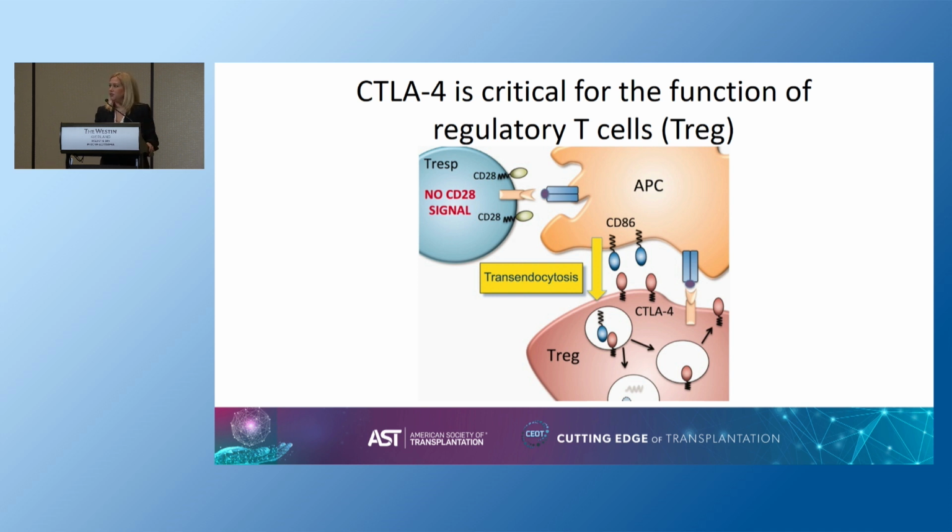a process called transendocytosis. And so the upshot of this is that that antigen-presenting cell is now left with a dearth of CD80 and 86 ligands, such that when an effector cell comes along, there's no more CD80 and 86 to bind to and to activate through the CD28 pathway. So in this way, CTLA4 functions in both a cell-intrinsic and extrinsic way to critically downregulate the immune response.